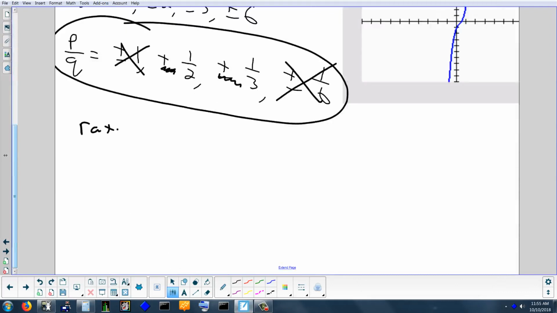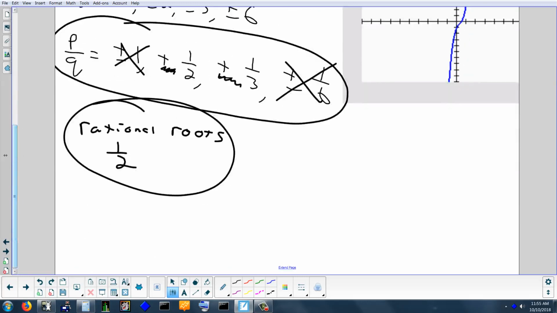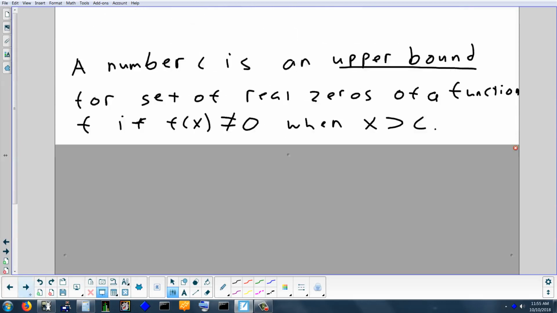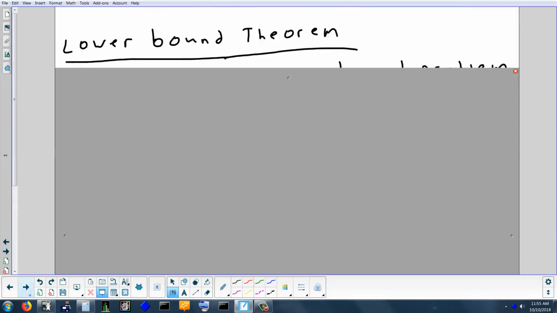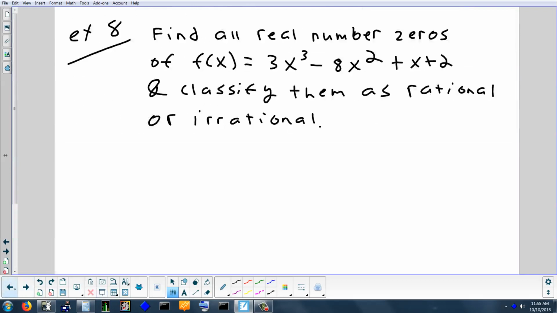So the rational root is 1/2. You don't have to write plus a half, just 1/2. Any question on that one? Okay, so that one, I'm going to skip the upper bound theorem and the lower bound theorem. So we'll finish up with this one.